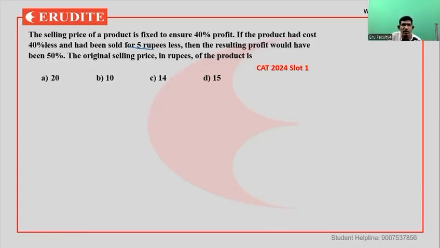Now you see you have an actual absolute number here. So let's assume my initial cost price is 100x. So what is my initial selling price? The selling price is set to ensure 40% profit, so I can say simply it will be 140x.